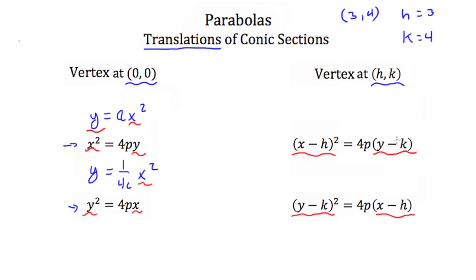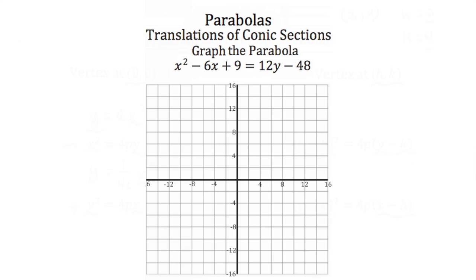Remember, h and k are the coordinates of your vertex. So again, whenever you have a parabola that has its vertex at some other point other than the origin, take your standard equation and replace y with y minus k and x with x minus h. So now let's try one of these problems.